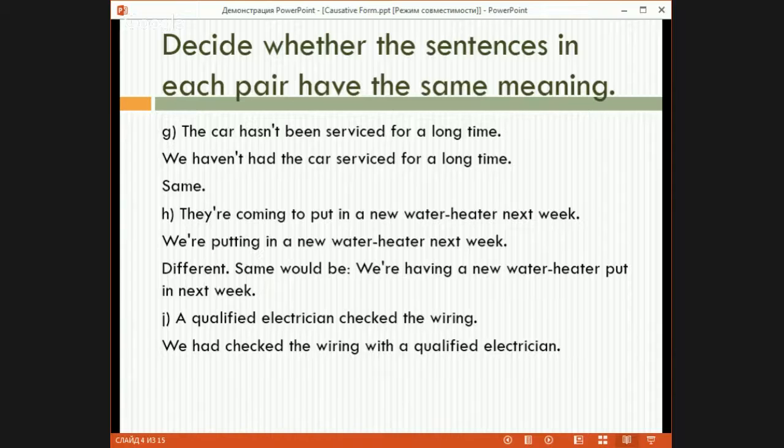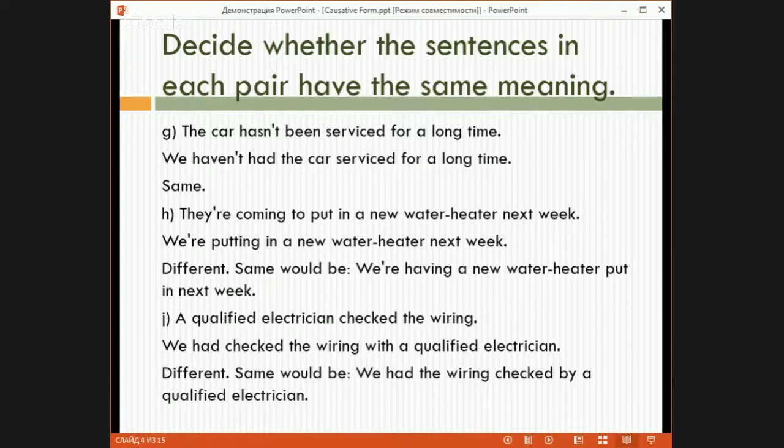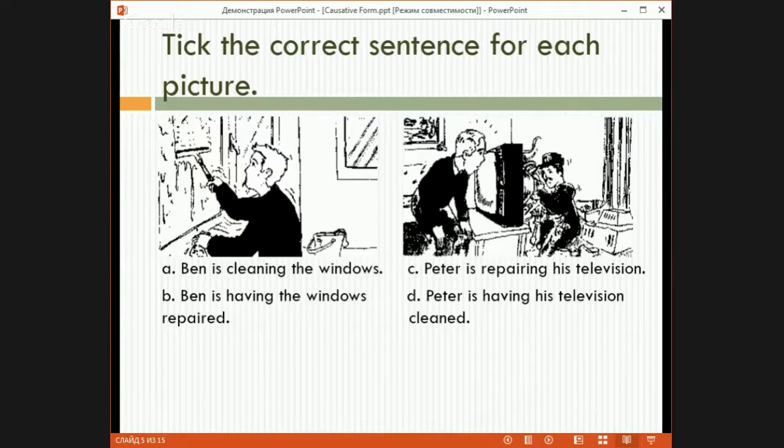And the last one, a qualified electrician checked the wiring. We had checked the wiring with a qualified electrician. It is different because the same one would be, we had the wiring checked. Not that we did it by ourselves, but somebody did it for us. Let's look at the next one.